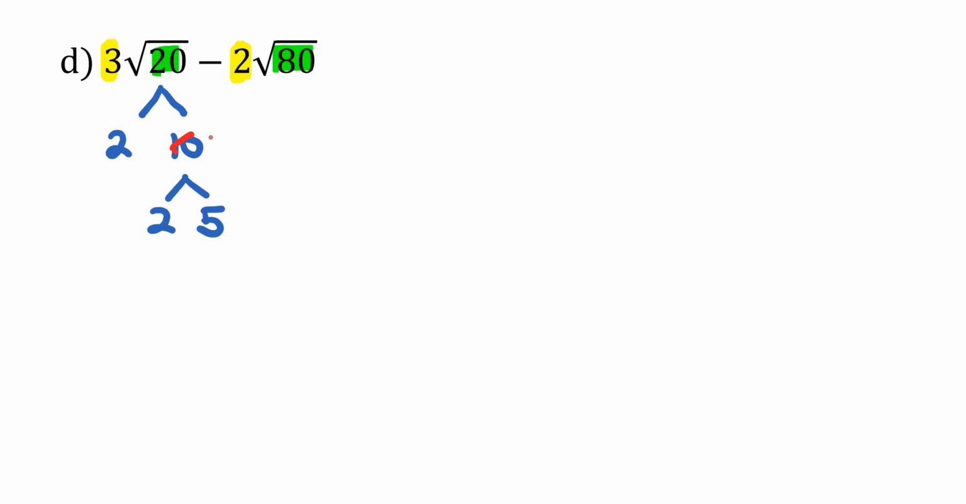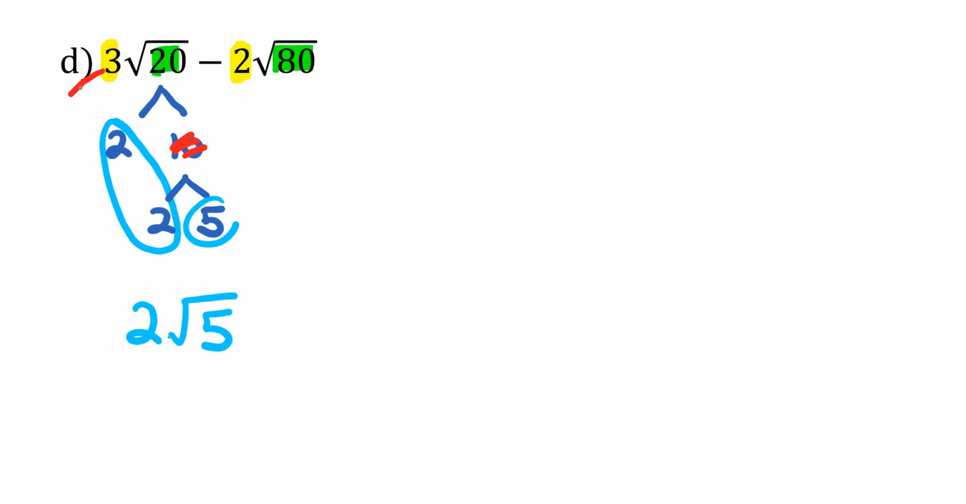Okay, and now the 10's gone there. And right away I can see that I have a pair there. So pairs go on the outside. And my non-pair, which is the 5, goes on the inside. And one more thing that you should remember is we had a 3 at the beginning of the problem here. So I take this 3, and the 3 really multiplies with the 2. So 3 times 2 is going to be 6. So this is going to be 6 root 5. All right, so after all that, 3 root 20 simplifies to 6 root 5.